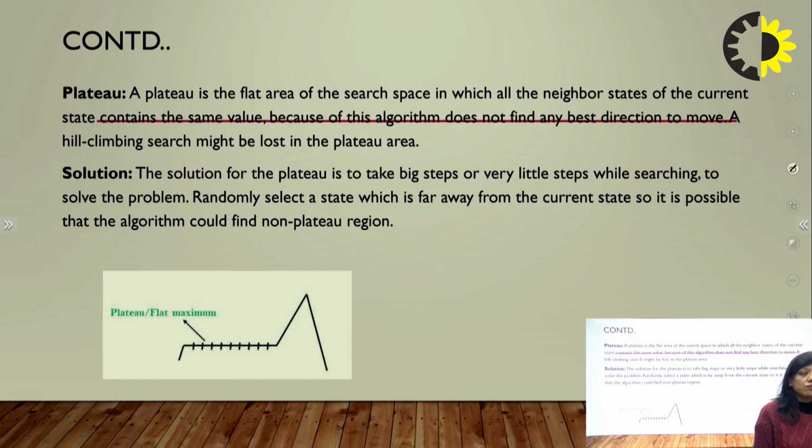The solution for the plateau is to take big steps or very little steps while searching. To solve the problem, randomly select a state which is far away from the current state. So it is possible that the algorithm could not find a non-plateau region.